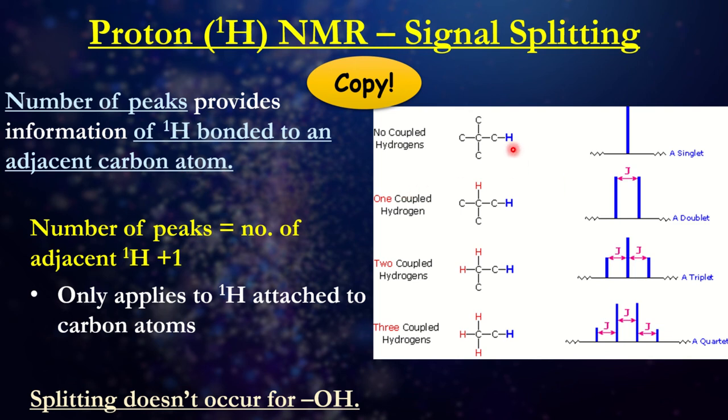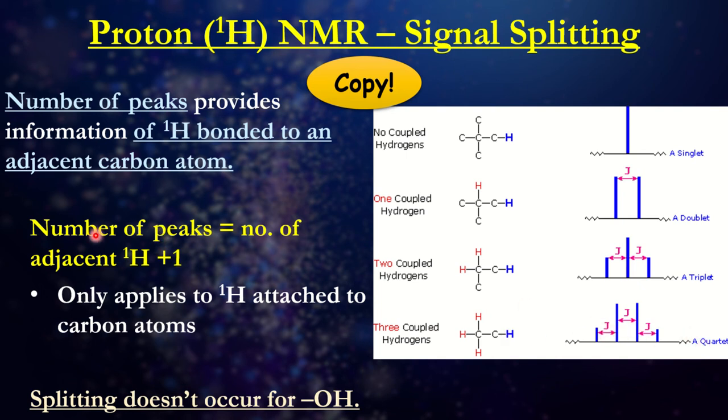So if we have no adjacent carbons to the one that we're looking at, we only see one single peak. If we have one adjacent hydrogen in the adjacent carbon to the hydrogen we're looking at, then we'll see doublets. If we have two coupled hydrogens in the adjacent carbon to where our hydrogen is, we'll see triplets. And then if we see three coupled hydrogens to the adjacent carbon of our hydrogen, we'll see quartets.